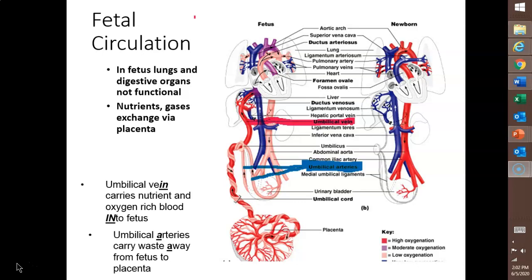Now remember, the placenta is the connection between mom and that fetus. So it's made up of blood vessels that allow for nutrients and oxygen to diffuse from mom's blood into the placenta and then into baby's circulatory system. So those modifications include some structures that we're going to look at next.